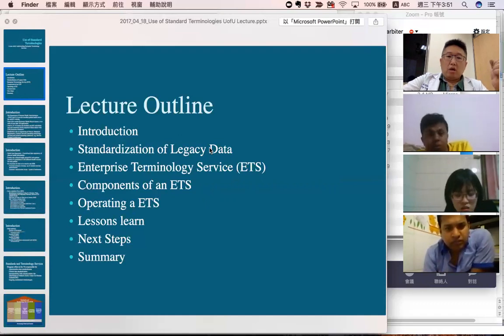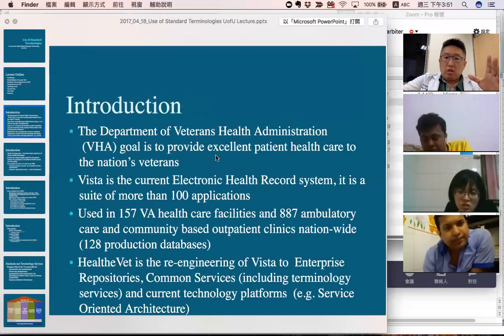Then again, just like the 3M, I think in the previous lecture we talked about the 3M. They have a terminology service and similar, because the VA has a strong relationship with 3M. So internally they also have their own enterprise terminology system. Then we will talk about the components of the ETS and how to operate and maintain it. Okay, and give you some sort of idea.